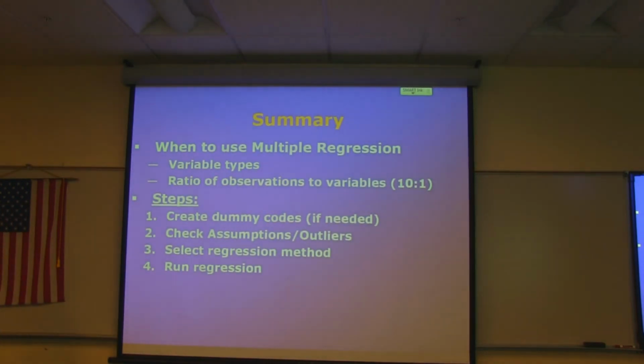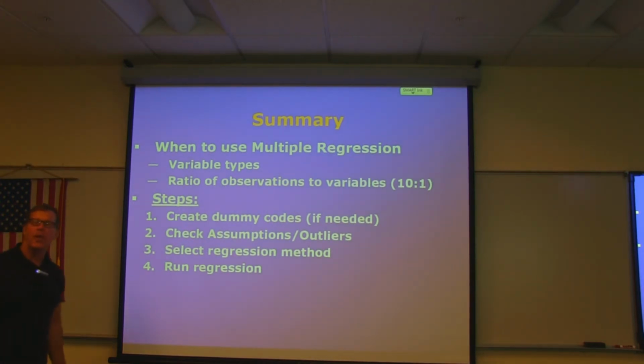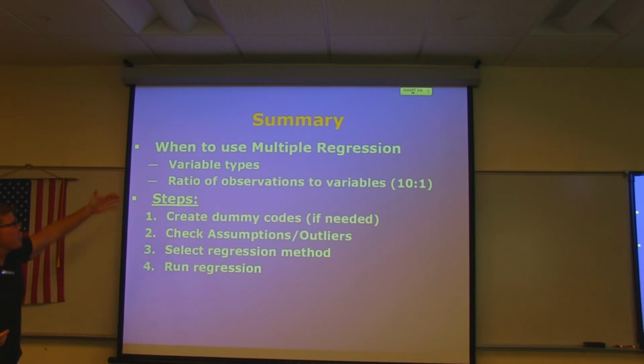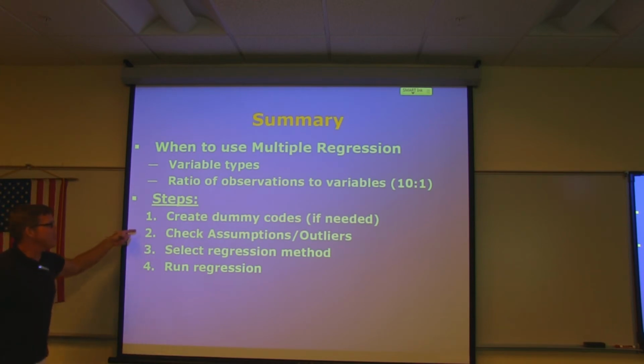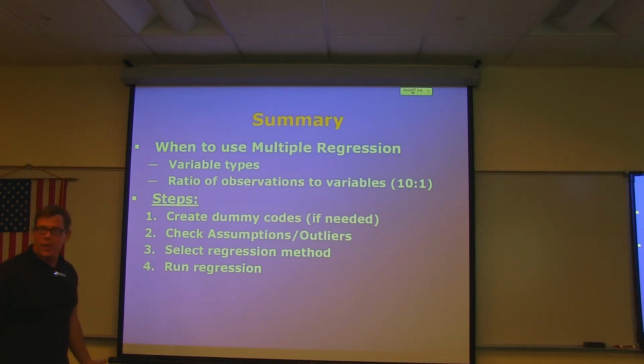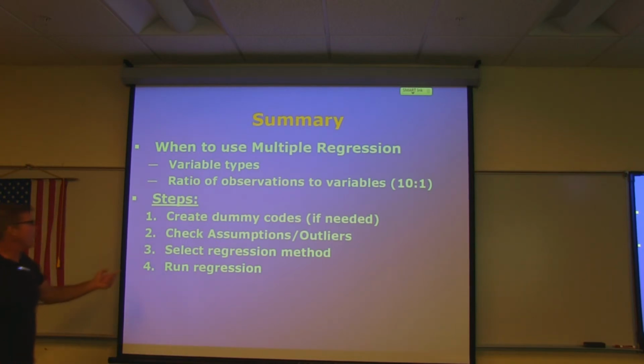So to summarize, when to use multiple regression. Multiple regression is used when we have multiple independent variables predicting one dependent variable. We like to have as many subjects as we can. We can create dummy codes if needed. We always check assumptions. Select the appropriate regression method. There's a lot of just forced entry, a lot of stepwise out there, and a lot of hierarchical regression. And we run the analysis according to the instructions.